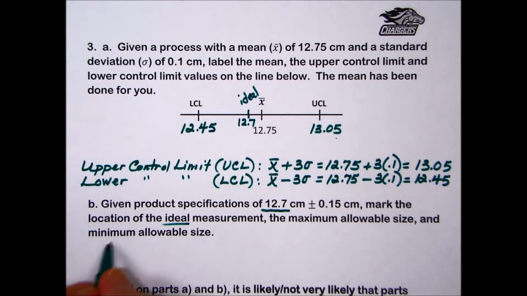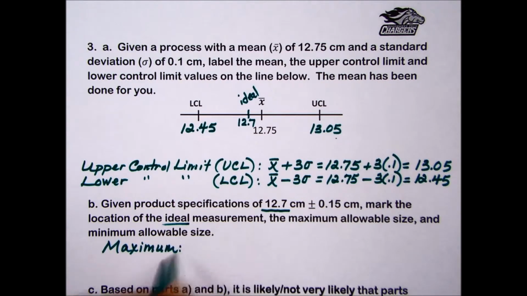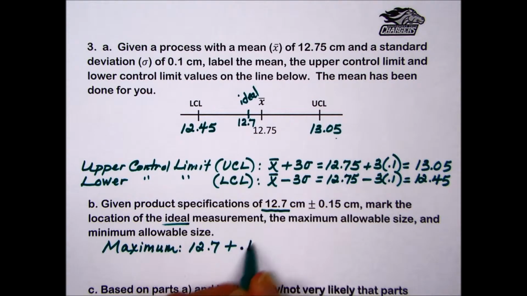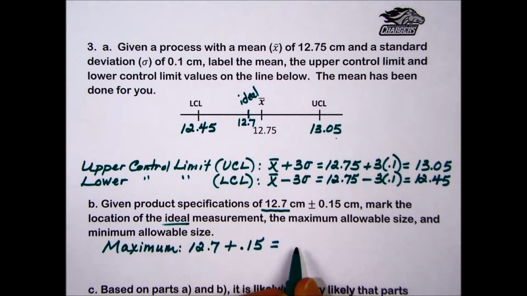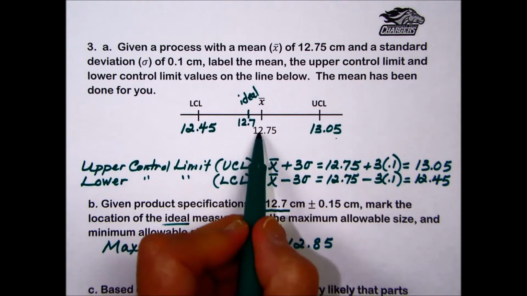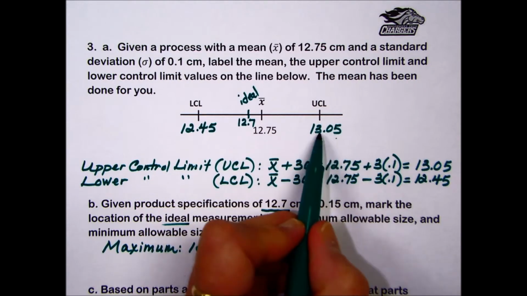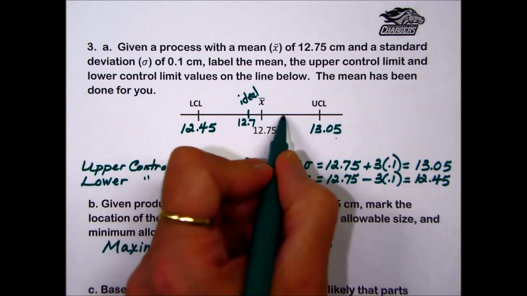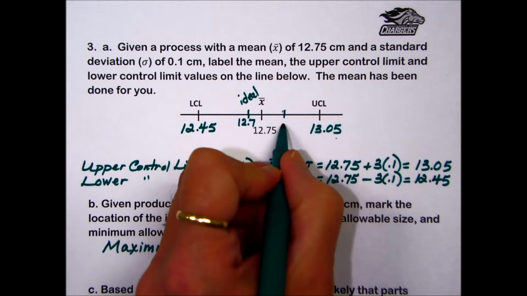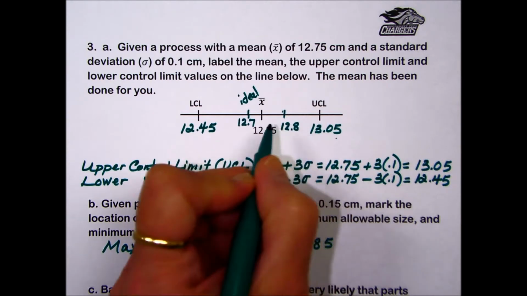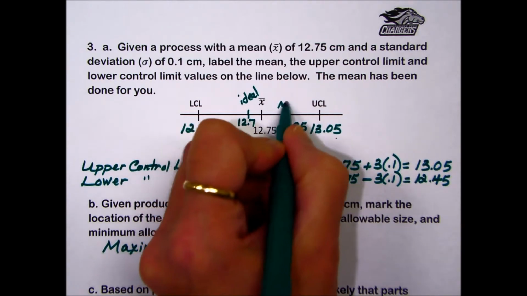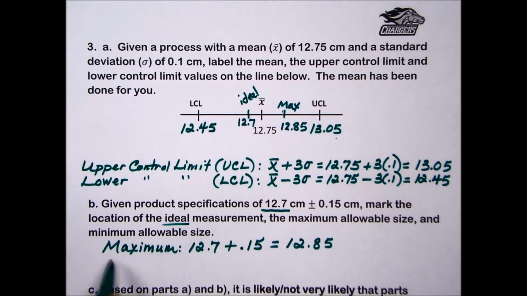Next, they're asking us for a maximum. And given this tolerance has the plus or minus, the maximum value will be found by adding that tolerance given, which when we add those together, we get a 12.85. That's more than 12.75, but less than 13.05. So somewhere along this number line, we would put the value of 12.85 is the maximum.